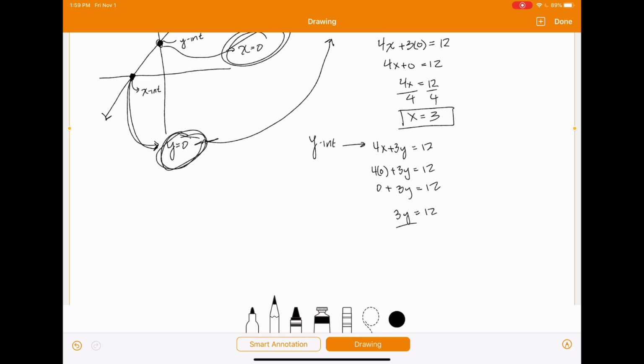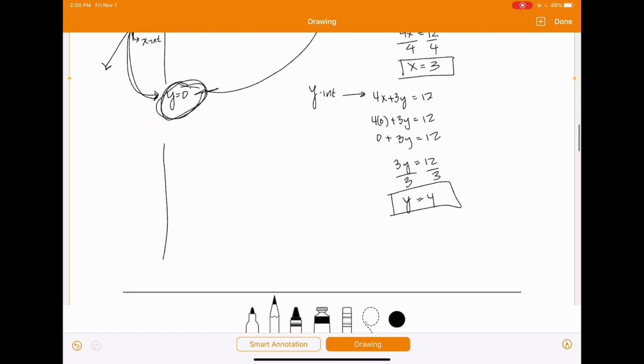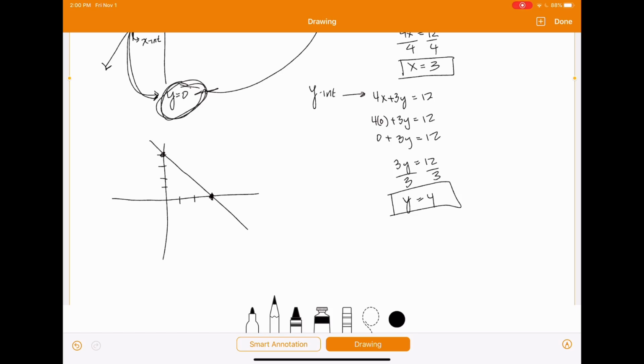3y equals 12. Divide both sides by 3. y equals 4. And that's your y-intercept. So this value here would be 4, and this value here would be 3. So this graph is not drawn to scale per se. This graph would actually look like this. 1, 2, 3, there's a point there, and then 1, 2, 3, 4, there's a point there. And that would be your equation for that line.